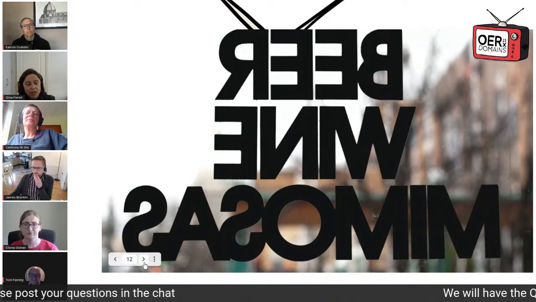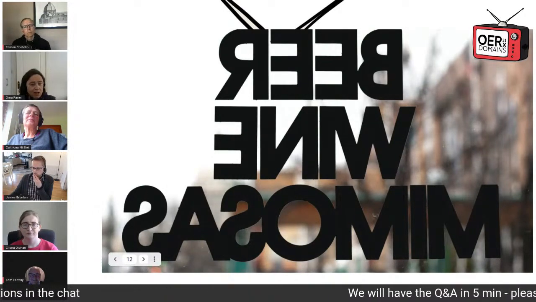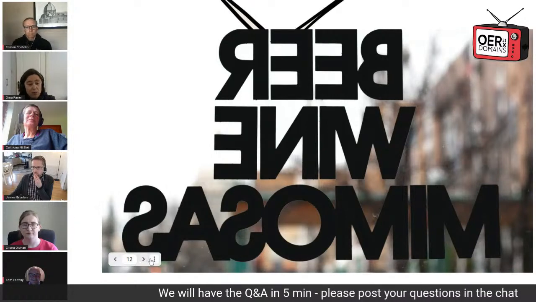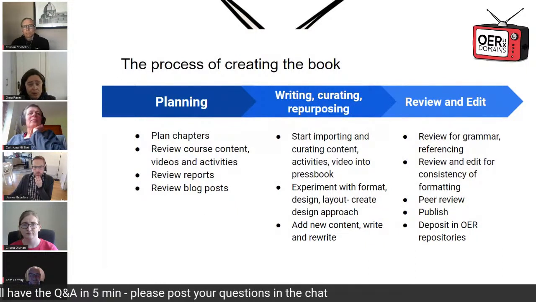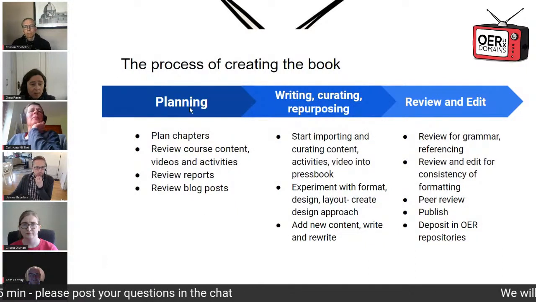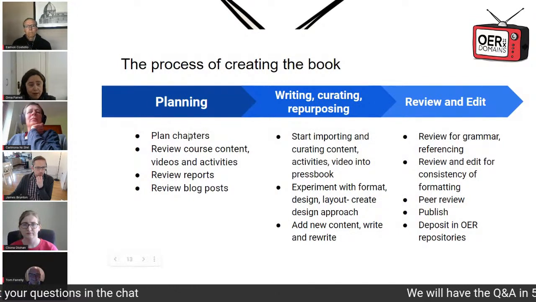So, you know, the rewriting, the kind of contextualizing that maybe it is more implicit in a course needs to be more explicit in a book. So here are the kind of stages we went through creating the book. Planning, obviously, because we love a bit of learning design.